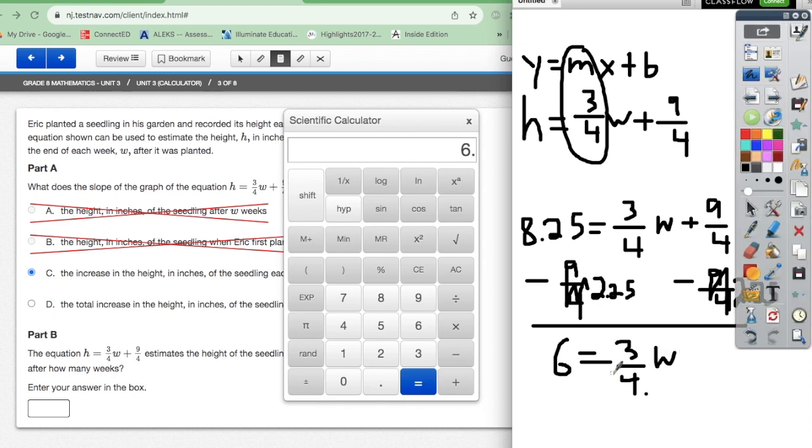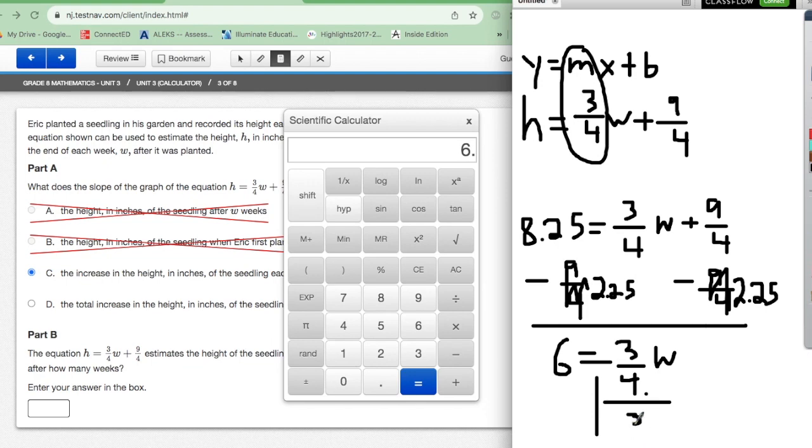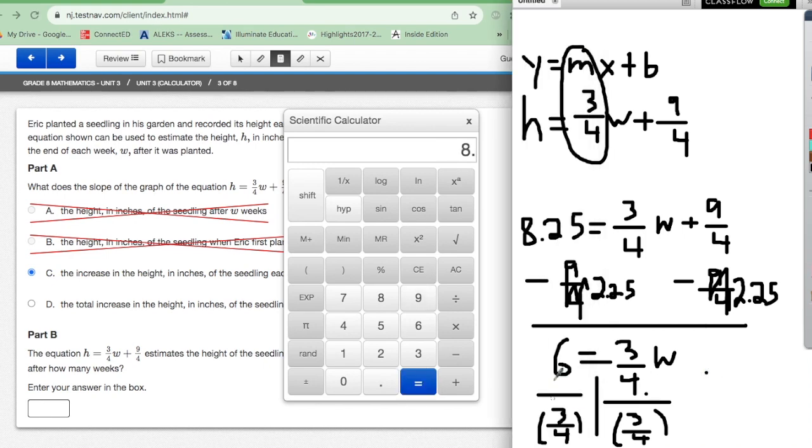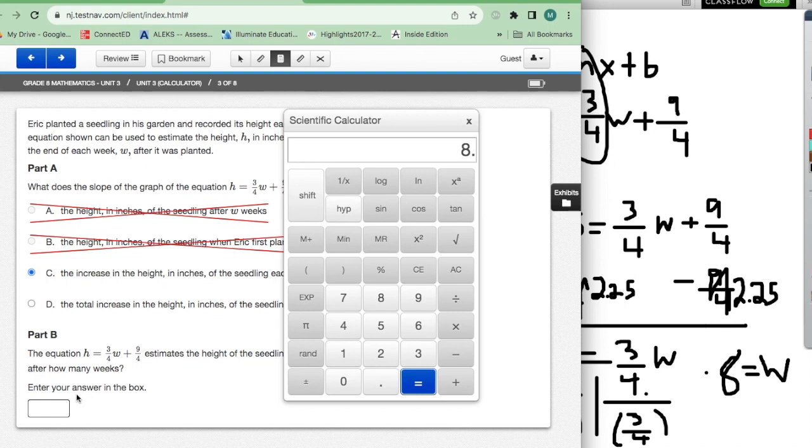Okay, and now I need to divide by this coefficient, divide by 3/4. So tricky thing here, remember to use the parentheses to divide by the full fraction 3/4. And I'm going to model that in here. 6 divided by parentheses 3/4, close parentheses. And I get, 0.75 is 3/4. So I press equals, and I get 8. 6 divided by 3/4 is 8. So 8 is the number of weeks. And this says enter your answer in the box. We only want the number 8 here.